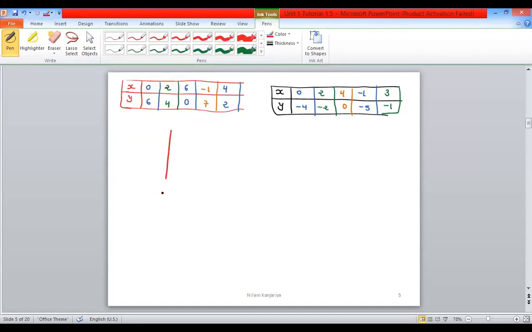So look, this is your graph. This is your rough graph, but you can use graph paper because it helps you a lot.